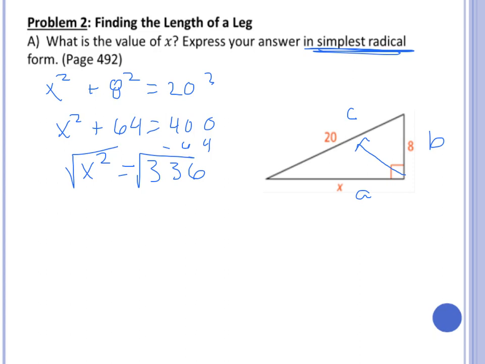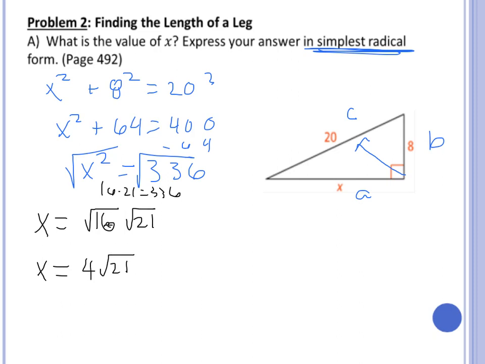There's two ways to do the simplest radical form. You can look at 336 and see if it's divisible by any perfect squares. I'm going to show you two ways to do this. So x is either going to be equal to, I could split this up so it's the square root of 16 times the square root of 21. And since 16 is a perfect square, because how did I get 16 and 21? Because 16 times 21 is equal to 336. Then I know that x is going to be equal to 4 square root of 21. Because there's no other perfect squares in 21, meaning 4 or 9 or 25, knowing your perfect squares.